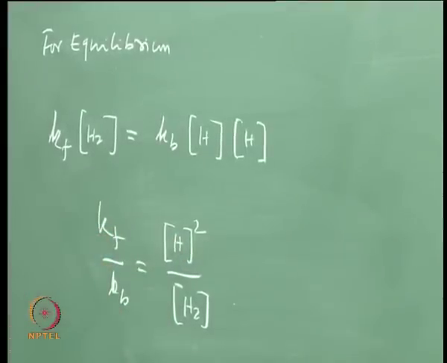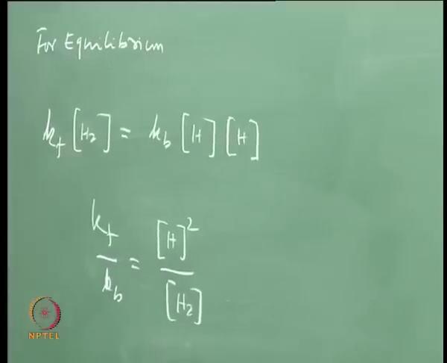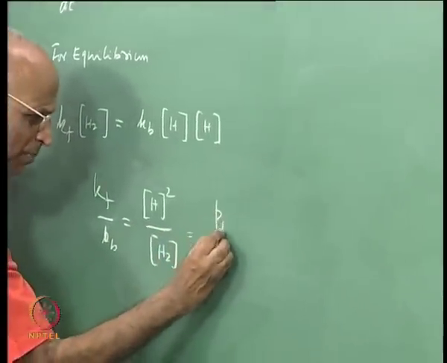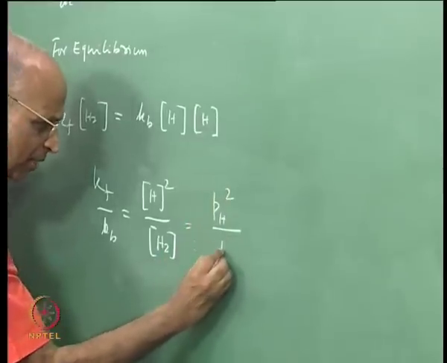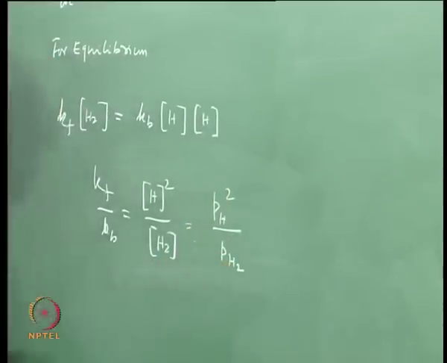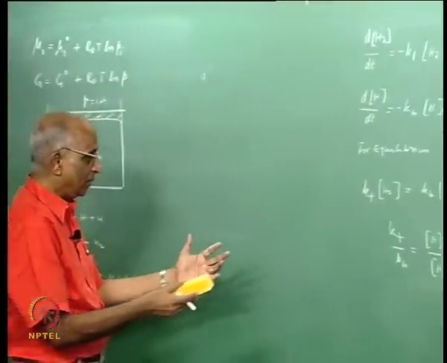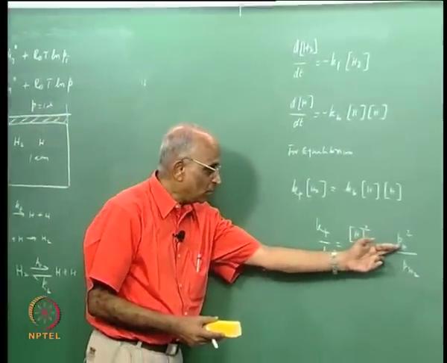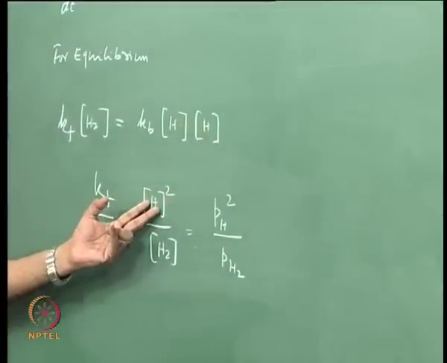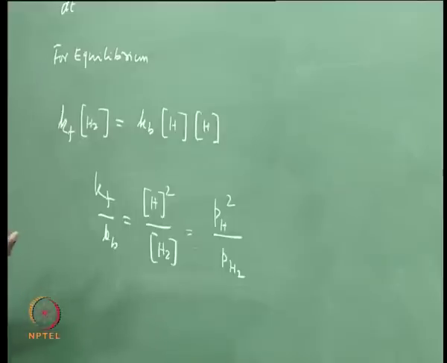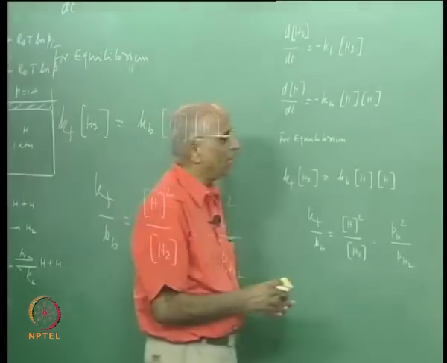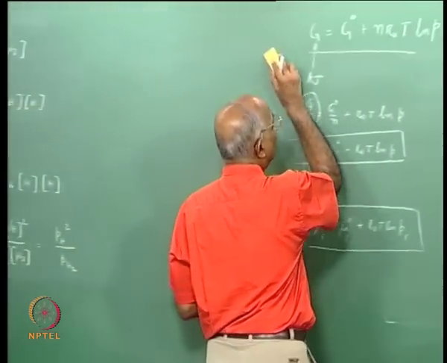And for a particular reaction, instead of writing concentration, I can also write it in terms of partial pressure of hydrogen squared divided by the partial pressure of the hydrogen, because the concentration of hydrogen atom is going to be proportional to the concentration over here. It is a given volume, and in a given volume at a given temperature, how is partial pressure defined?